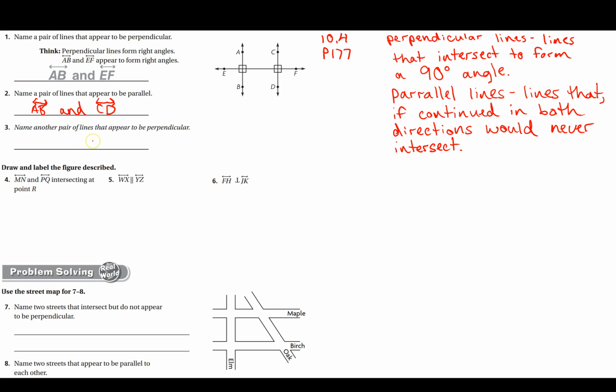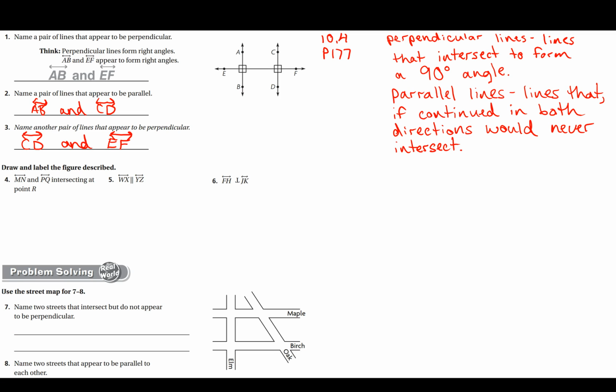Okay, name another pair of lines that appear to be perpendicular. So they already named perpendicular lines AB and EF. And then we can also see we have a similar thing going on over here. We have line CD crosses line EF, and they form a 90-degree angle where they intersect. So we have line CD and line EF as being a pair of perpendicular lines.